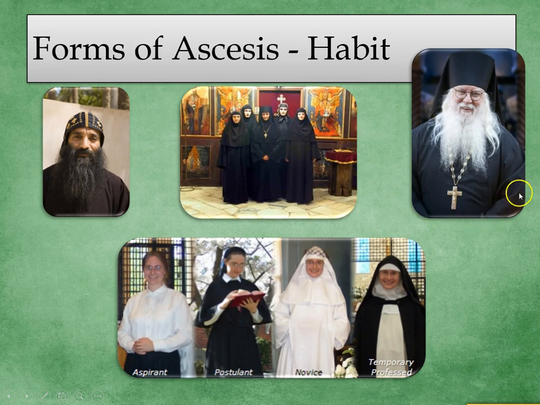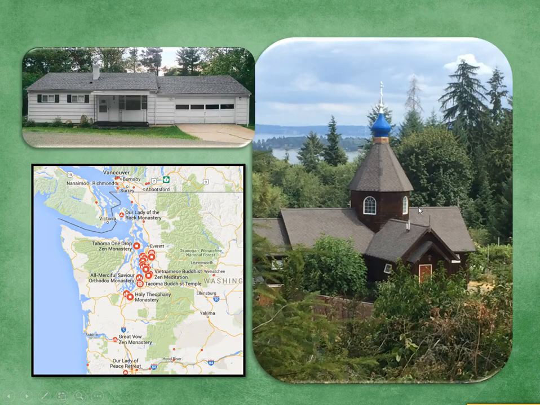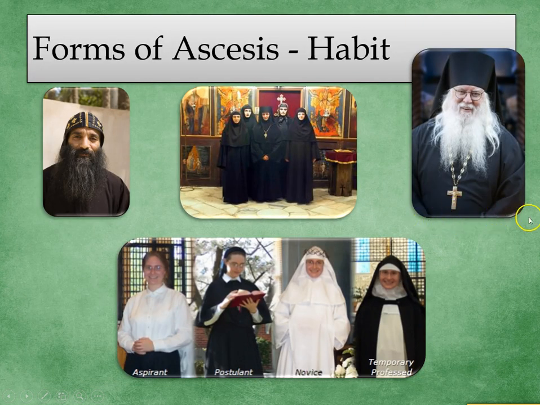This is my friend, actually, Father Trifon of the monastery that I just showed you, this monastery right here on Vashon Island, the All Merciful Savior. And he is very much adorned like a Russian Orthodox monk. These are some Greek nuns. And down here, we have some examples of Roman Catholic stages of monastic life. So here we have an aspirant, a postulant, a novice, and temporary professed.